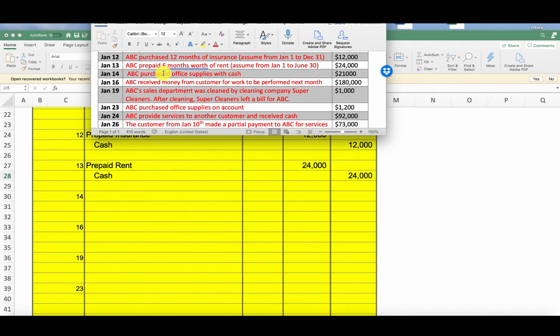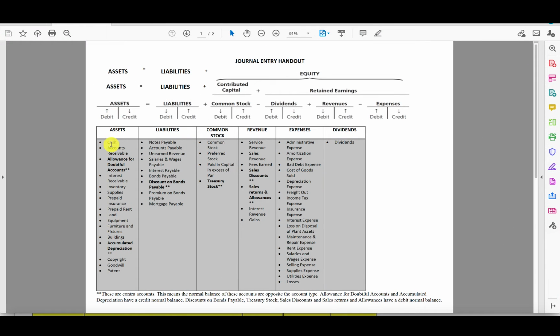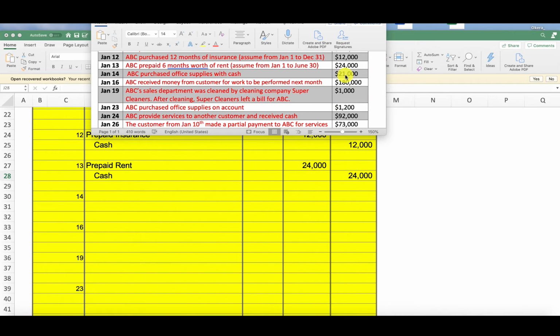Okay, ABC purchased supplies with cash. Again, a very similar entry. What am I receiving? I'm receiving supplies, which equal $21,000, right? So supplies for 21,000. And what am I giving? I'm giving cash. So cash is going down, supplies is going up. All right, so again, cash is an asset. When it's going down, I credit the asset. And supplies is going up. Supplies is an asset. What do I do? I debit the asset. So debit supplies, credit cash for $21,000.